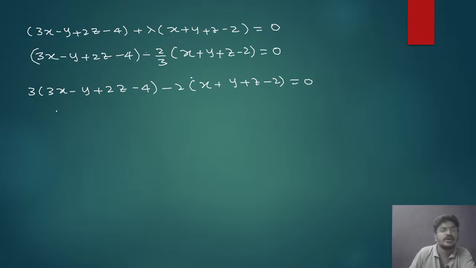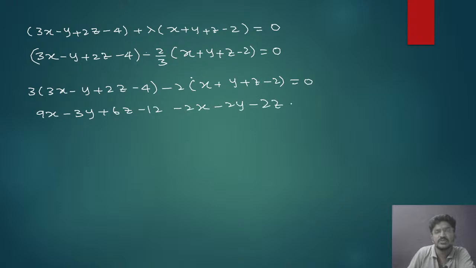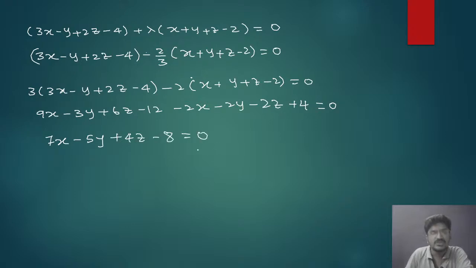You're getting my point? So now 3 into 3 is 9x minus 3y plus 6z minus 12 minus 2x minus 2y minus 2z plus 4 equal to 0. 9x minus 2x is 7x, minus 3y minus 2y is minus 5y, plus 6z minus 2z is plus 4z, minus 12 plus 4 is minus 8 equal to 0. So this will be your required answer.